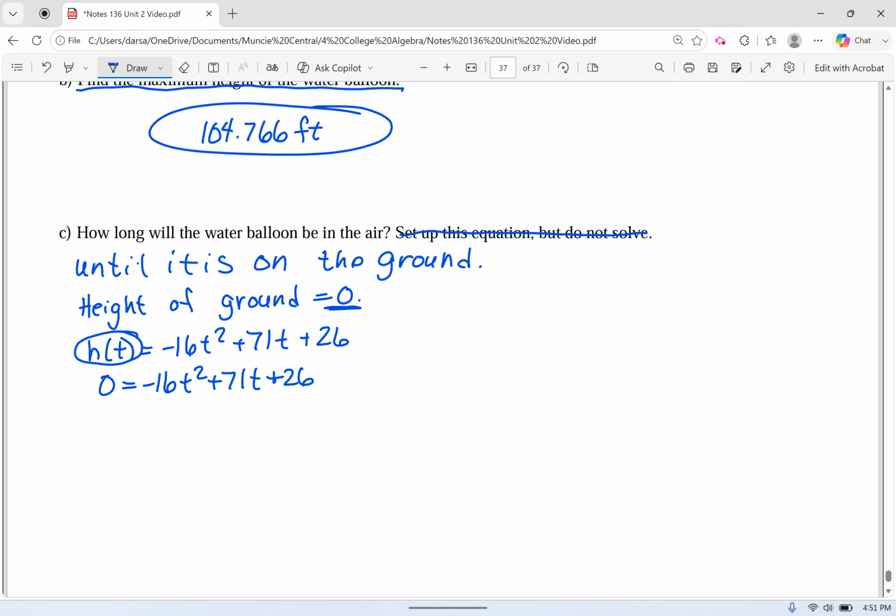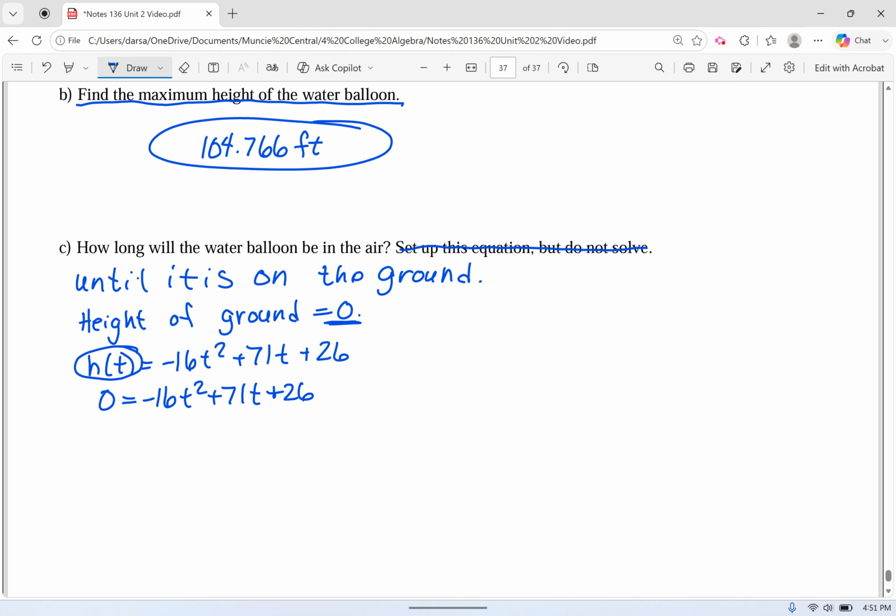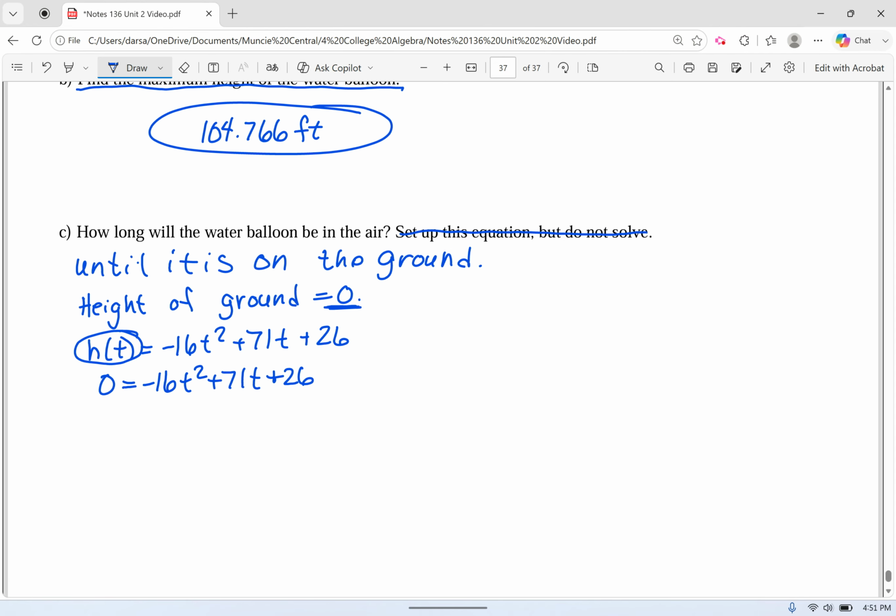Now, is this a vertex? Is the ground at the highest point? No, it is not. It has nothing to do with the vertex. But this is a quadratic equation equal to 0. And remember, we had 3 ways to solve a quadratic equation, but really 2 that we use the most. Factoring. Can this factor? It cannot. Just trust me on this one. That mess does not factor. So if it doesn't factor, what are we left with?